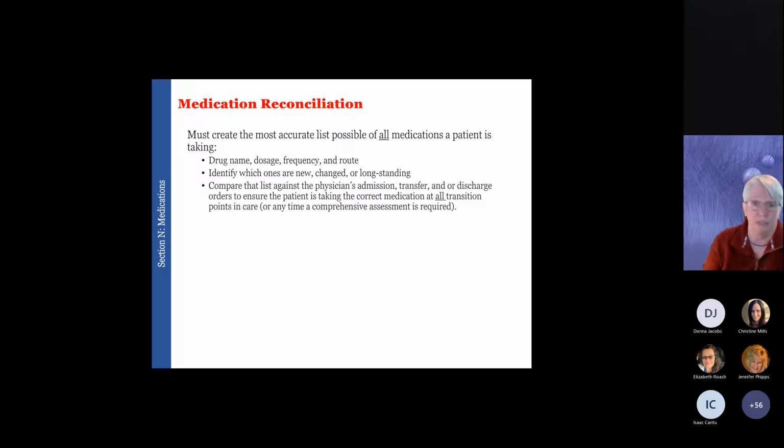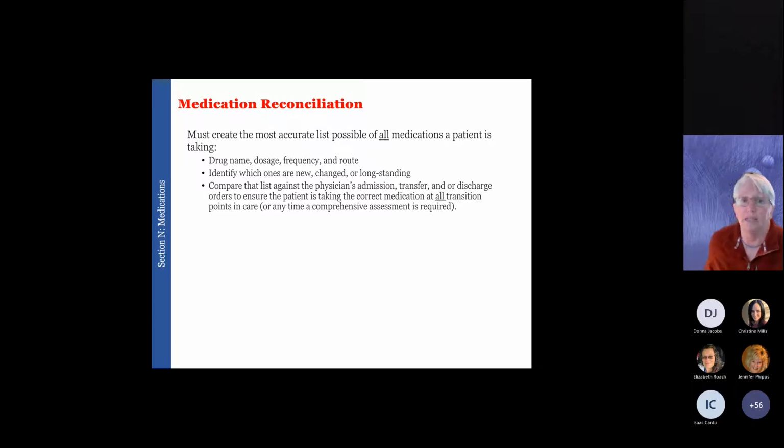Look at those new meds. Is the patient good with handling those meds, or do they just look at them and go, yeah, I have no idea why I'm taking that? Or like tapering prednisone, when am I supposed to be taking that? And hopefully the clinicians are comparing that list against the physician's admission, transfer, or discharge orders to ensure that the patient is taking the correct meds at all transition points in care.